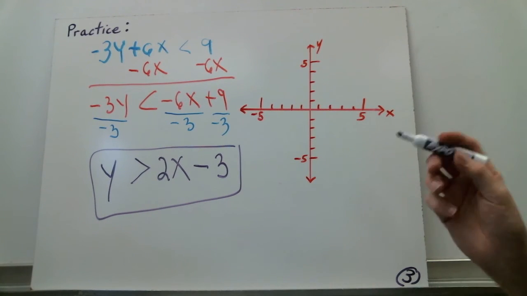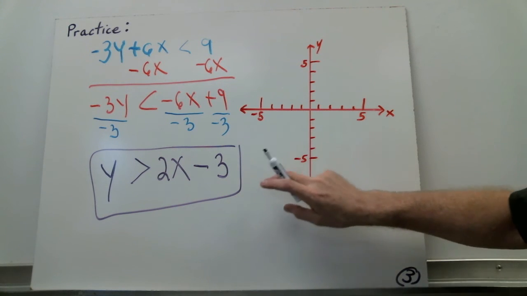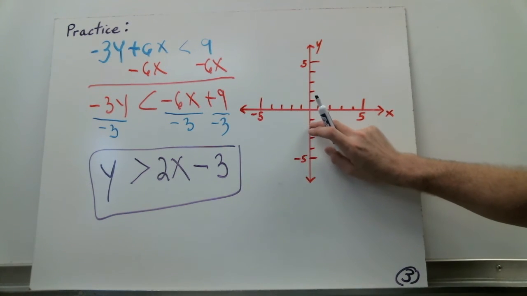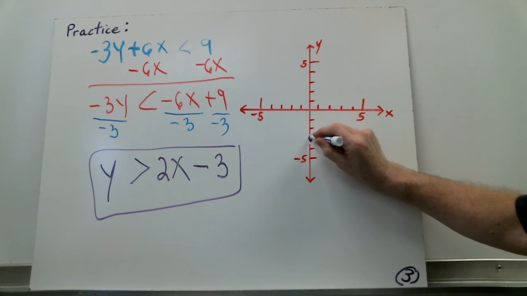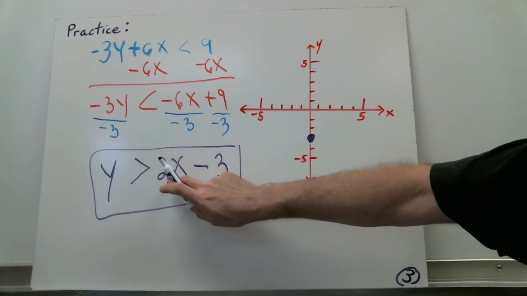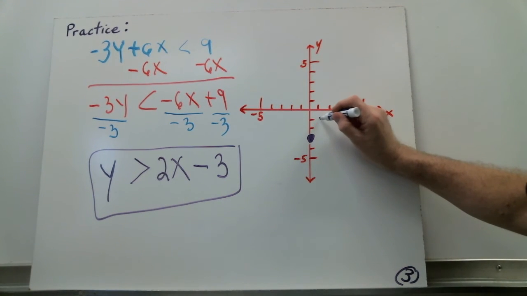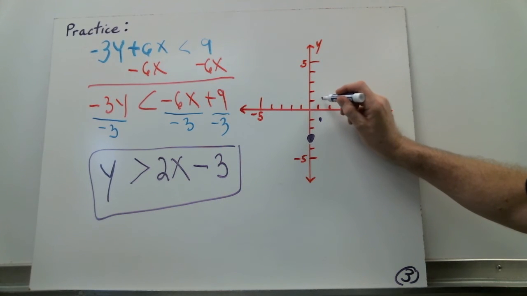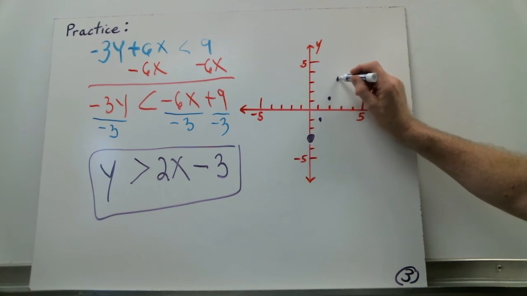So let's graph this inequality here. We're going to go to the negative 3. We're going to come down 1, 2, 3. We're going to put a dot here at negative 3. And our slope is a positive 2. We're going to go up 1, 2, and over 1. And repeat: up 1, 2, and over 1.